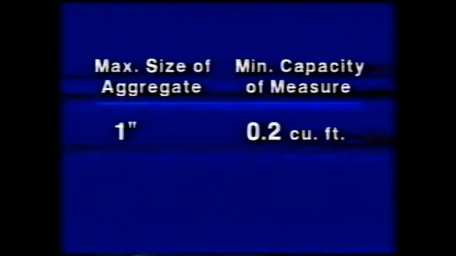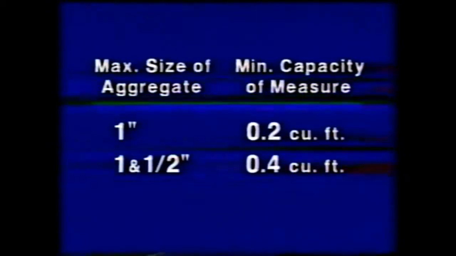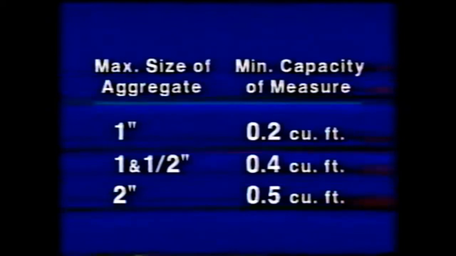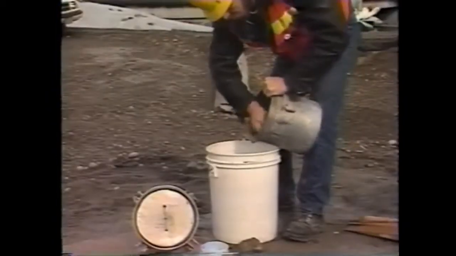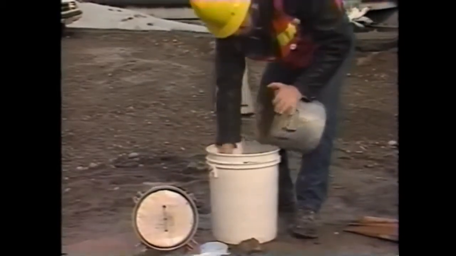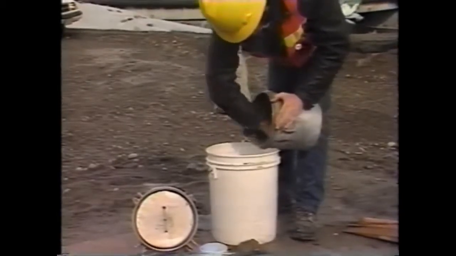For 1-inch maximum size aggregate, a measure with a minimum capacity of 0.2 cubic foot should be used. If the aggregate has a maximum size of 1.5 inches, the measure's minimum capacity should be 0.4 cubic foot. And for 2-inch maximum size aggregate, the minimum capacity should be 0.5 cubic foot. Since the air content meter's bowl has a capacity of 0.2 cubic foot, it can be used as the measure when the concrete contains 1-inch maximum size aggregate, as is becoming more common in pavements and bridges.